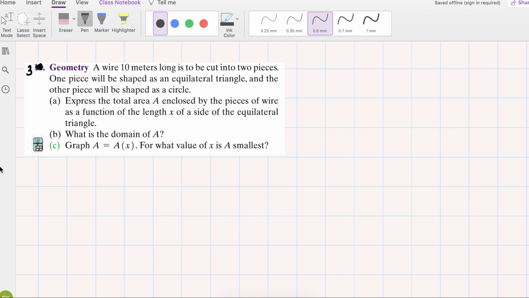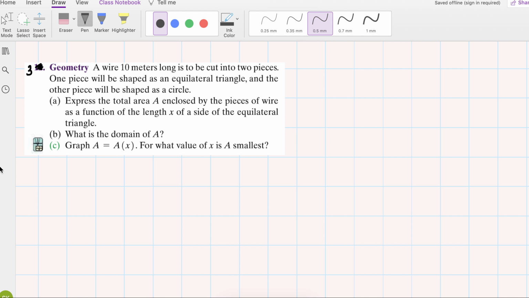Here's an interesting word problem. Suppose that we have a wire that's 10 meters long and is going to be cut into two pieces. One piece will be shaped as an equilateral triangle, meaning that the lengths of the sides of the triangle are all the same, and the other piece will be shaped as a circle. I want to express the total area enclosed by the pieces of wire as a function of the length x of a side of the equilateral triangle.